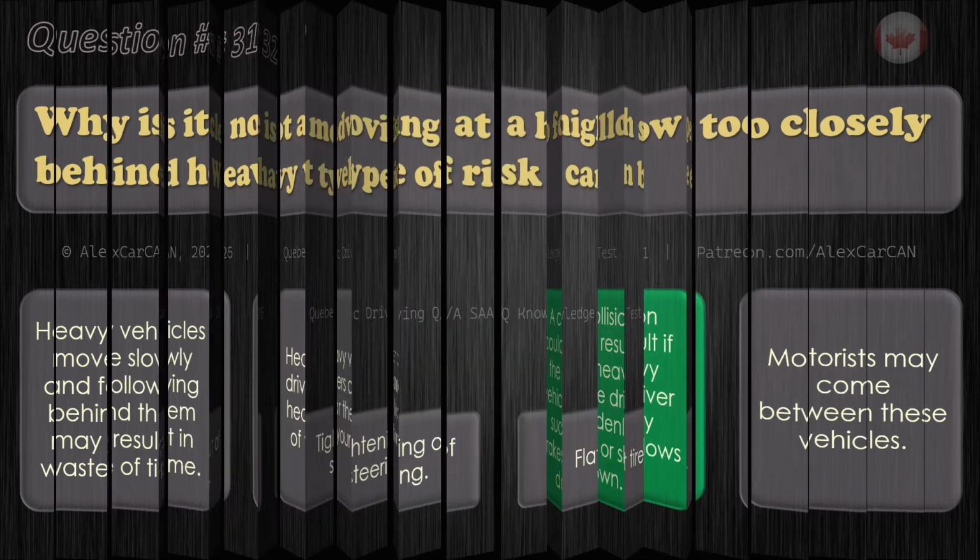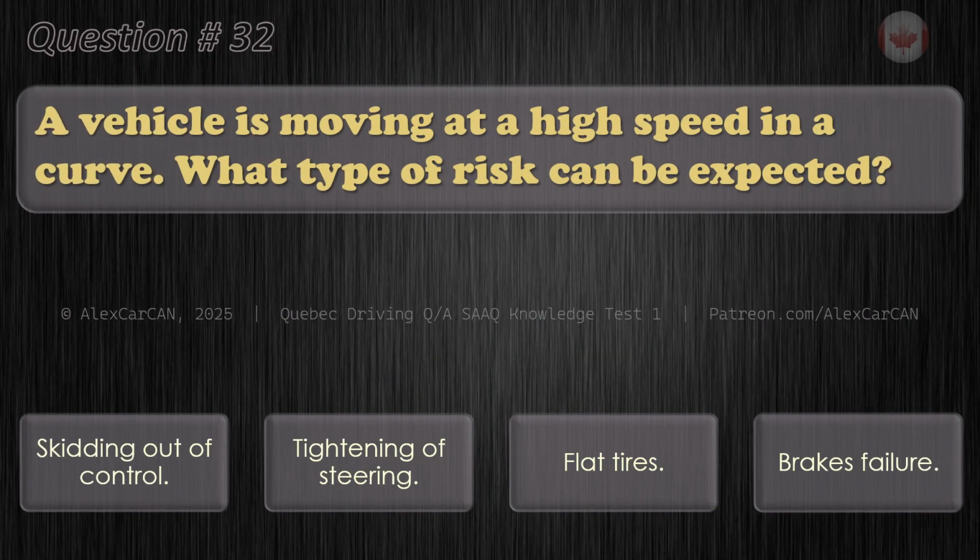Question number 32. A vehicle is moving at a high speed in a curve. What type of risk can be expected? Skidding out of control. Tightening of steering. Flat tires. Brakes failure. The correct answer is skidding out of control.